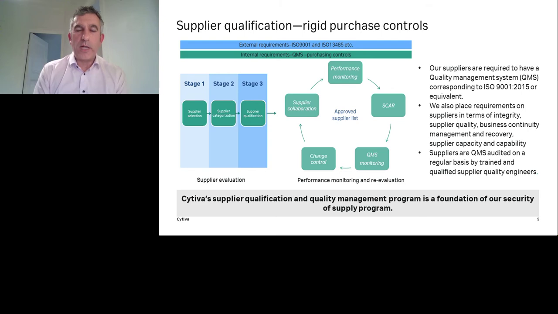So just on the right-hand side, I just want to summarize that our suppliers are required to have a quality management system in place, but we also place requirements on our suppliers in terms of what standards they should achieve in terms of integrity, business continuity management and recovery, and supply capacity and capability. And we audit our suppliers from a risk-based perspective regularly.